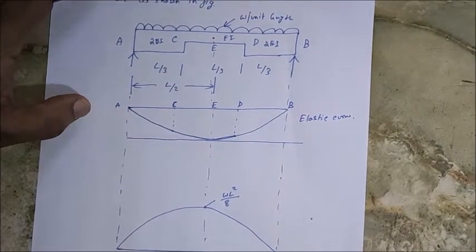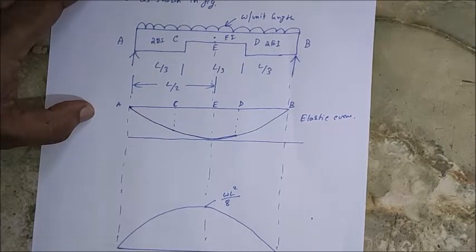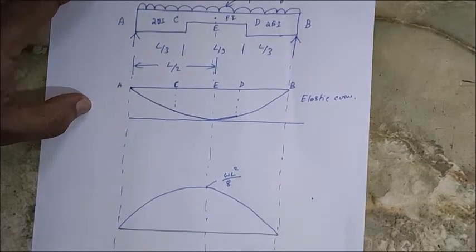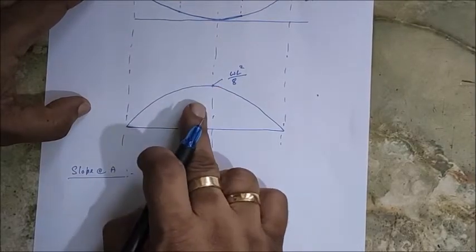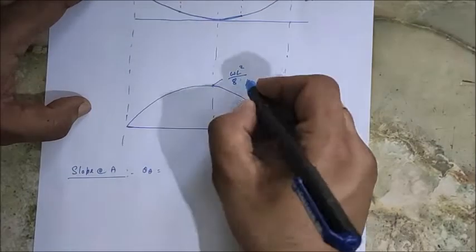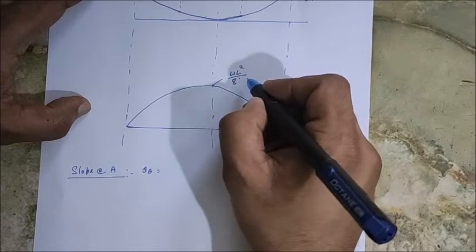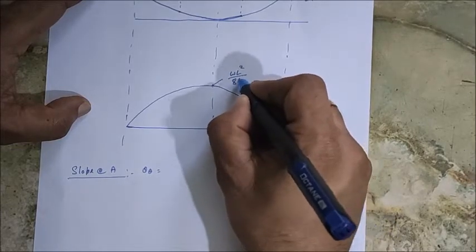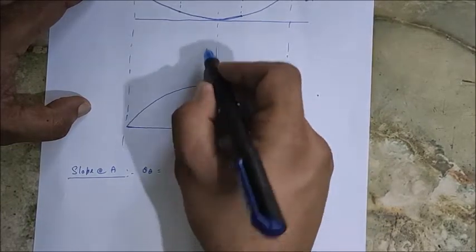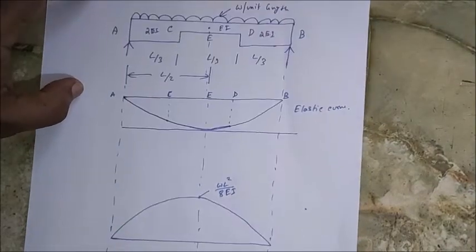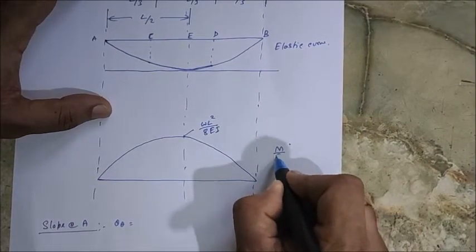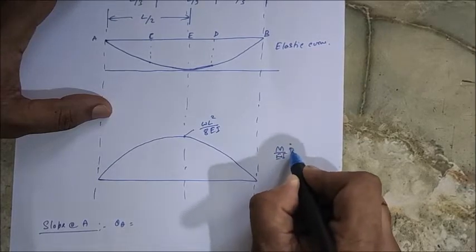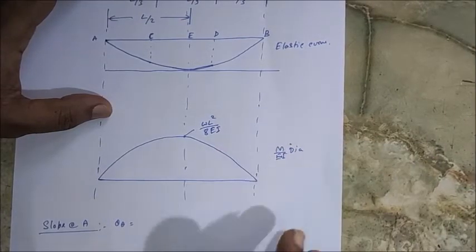Now draw the bending moment diagram. The maximum bending moment is WL square by 8. Then draw the M by EI diagram. I'll use the bending moment diagram directly as the M by EI diagram, divided by EI. At the center point, EI is no change. So this is the M by EI diagram. But it is not a full part, it's only the half part.